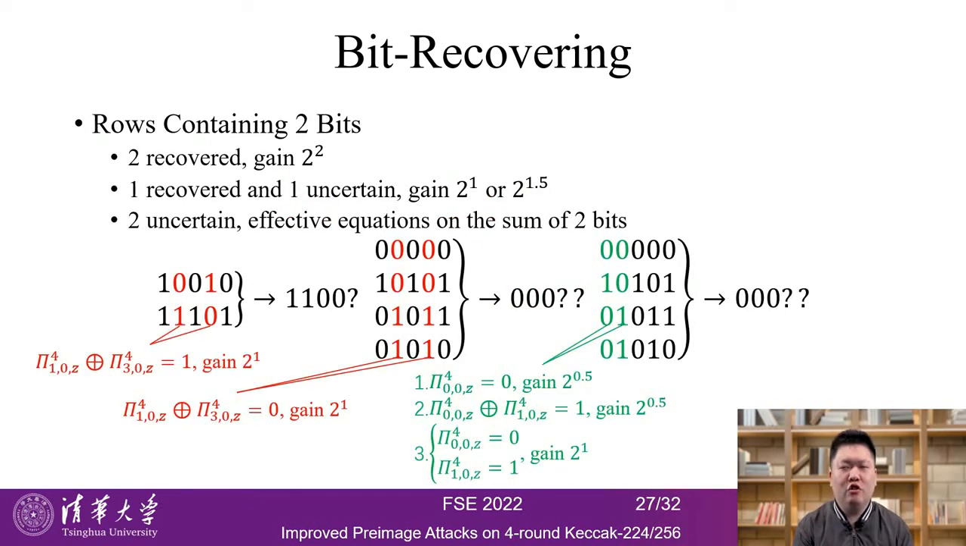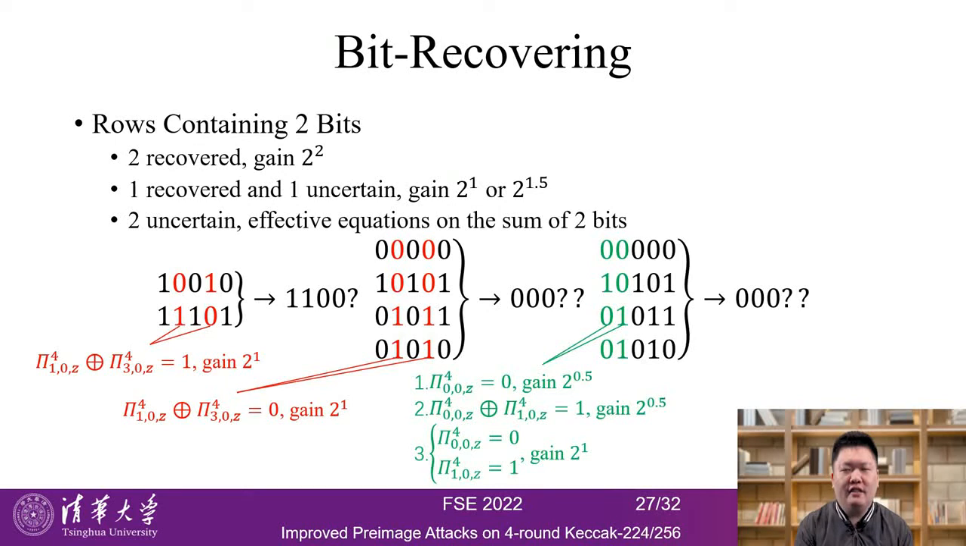Then in rows containing 2 bits, it depends on the number of recovered bits. If there are 2 recovered bits, the gain is of course 2 to the power of 2. If there are 1 recovered bit and 1 uncertain bit, the gain may be 2 to the power of 1 or 2 to the power of 0.5. If 2 bits are both uncertain, we can still set effective equations on the sum of 2 bits, as shown in the examples.